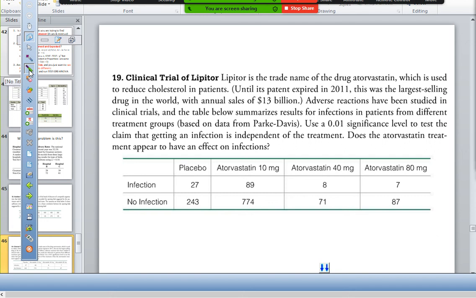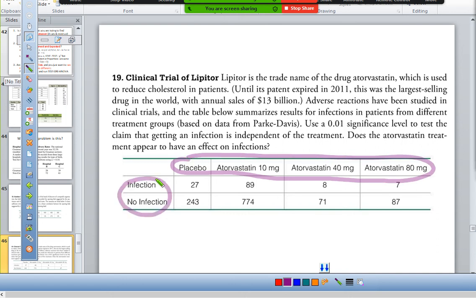So do I have categories across the top? Where do I have categories? I have categories here. Do I have categories on the side also? If I have categories on top and the side, then it's a matrix. That makes it a matrix. It's a contingency table, right? Lists are only going to have it one or the other.